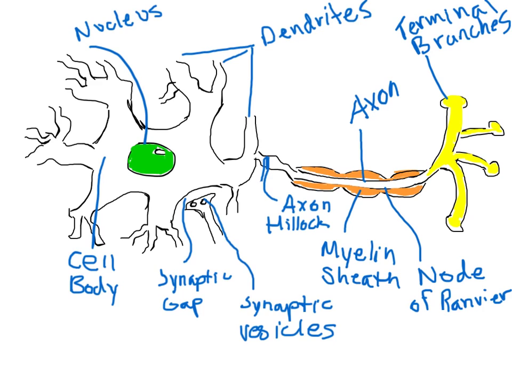Nodes of Ranvier are the gaps formed between the myelin sheaths. At the nodes of Ranvier, the axonal membrane is uninsulated and therefore capable of generating electric activity. Axon terminals are branches of an axon. The terminal and the neuron it is attached to are often referred to as the presynaptic neuron.